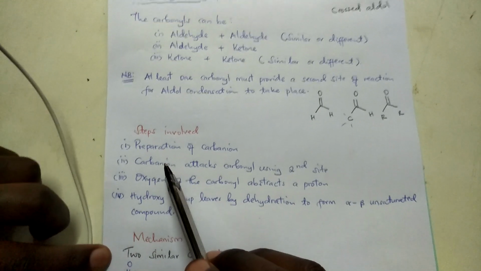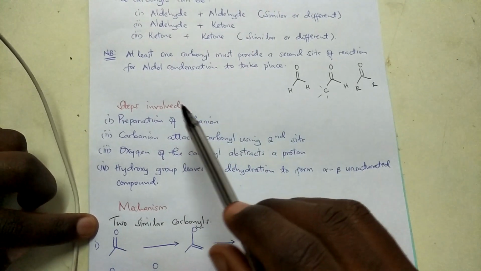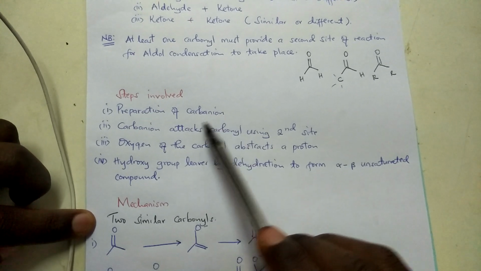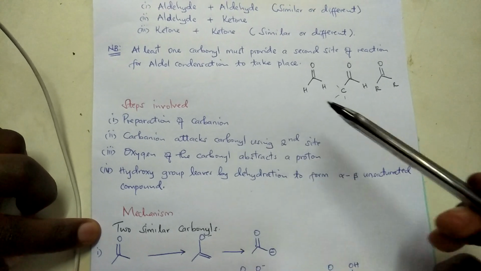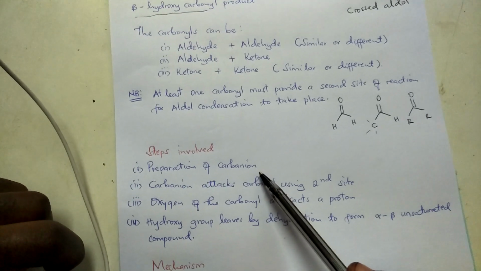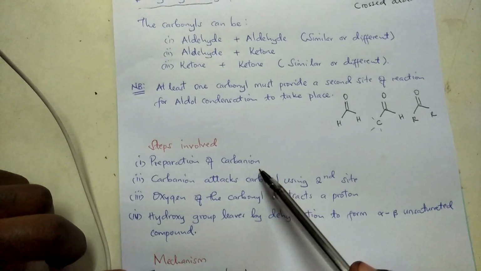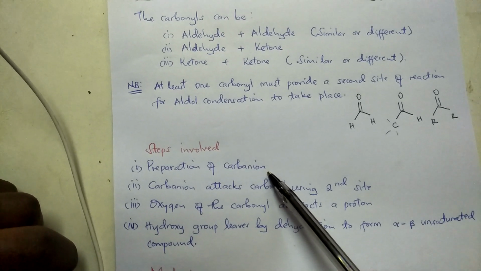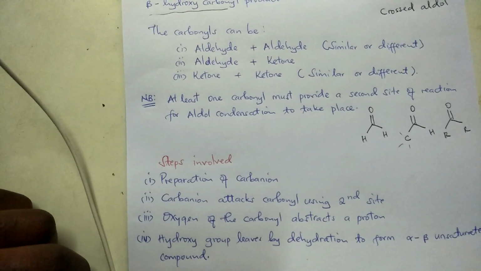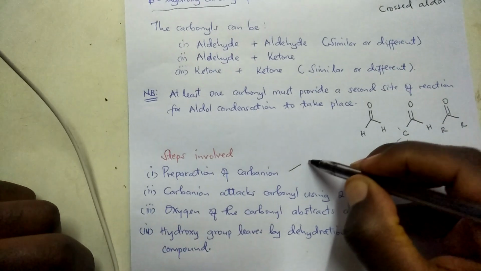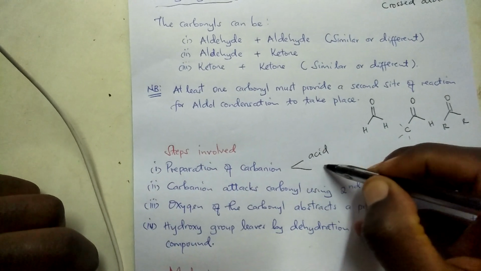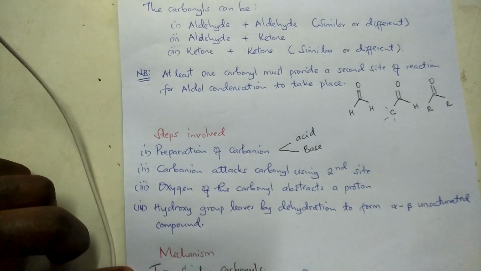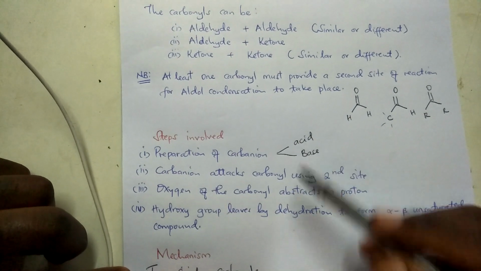Now, the steps involved in preparation of the aldol product. The very first step involves preparation of a carbanion. And if you followed the first video on keto-enol tautomerism, you can remember how we were converting a carbonyl to a carbanion. So the step can take place either in presence of acid or in presence of a base, or what we call acid catalysis or base catalysis. So you can check that back on that video.